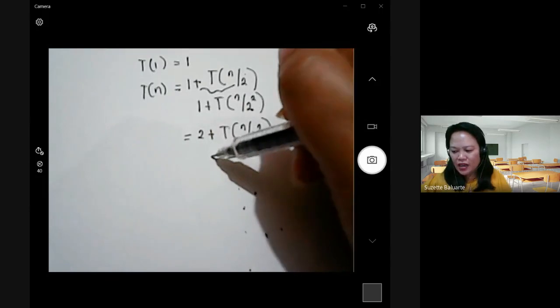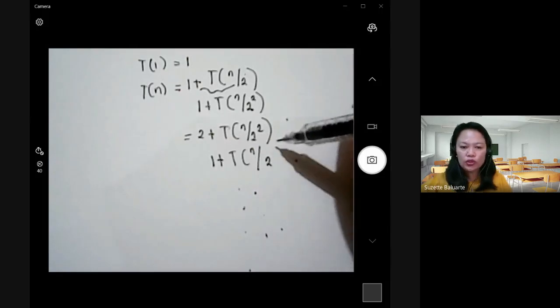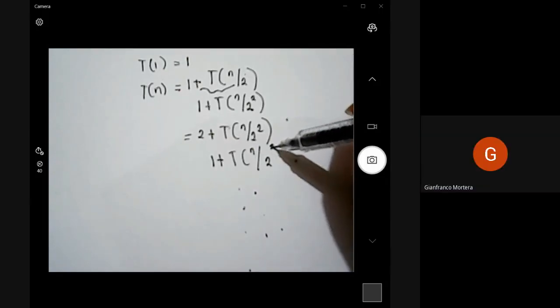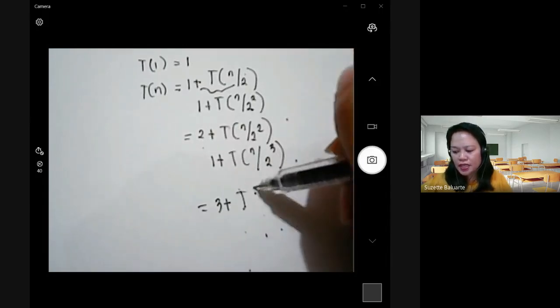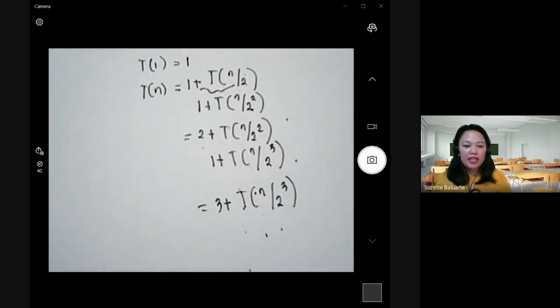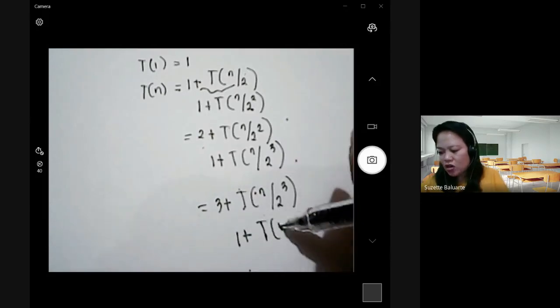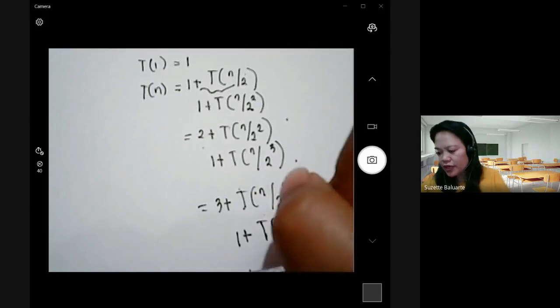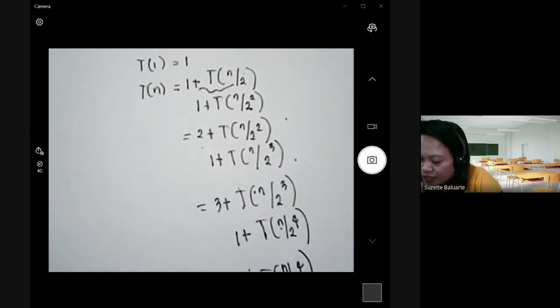So we'll have that 1 plus T of n. Unsay sunod sa 2? 2 to the power? 3. So 2 plus 1 equals 3 plus T of n over 2 to the power 3. Or ganahan ba ka mo padayon? Or pwede na lang kadiha kutob? So if the case nga ganahan ka mo padayon, so it would still be 1 plus T of n over 2 to the power 4, and then it would be equals to 4 plus T of n over 2 to the power 4. So kung makita, there is already a pattern.